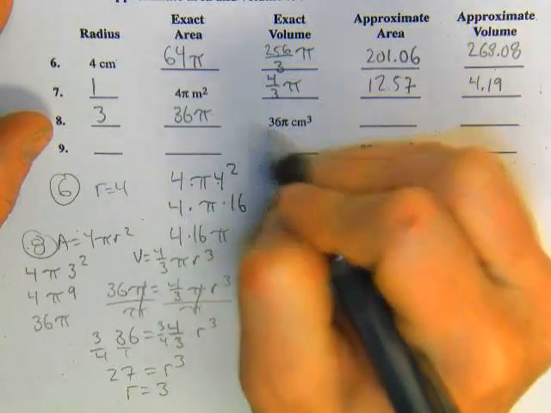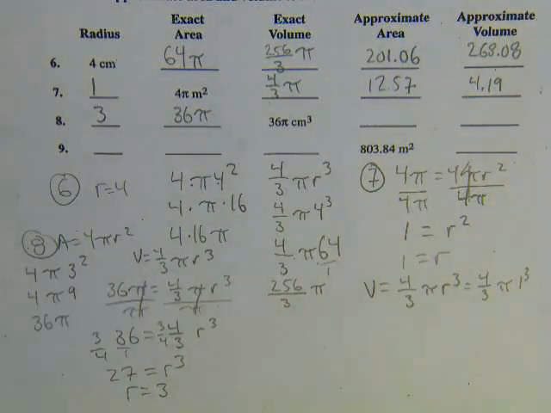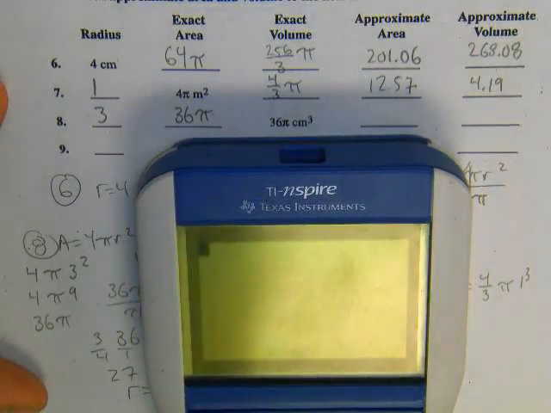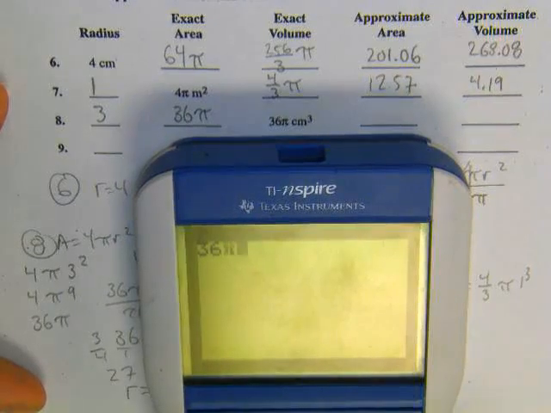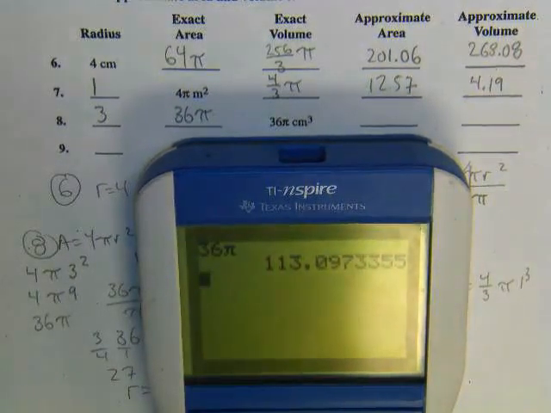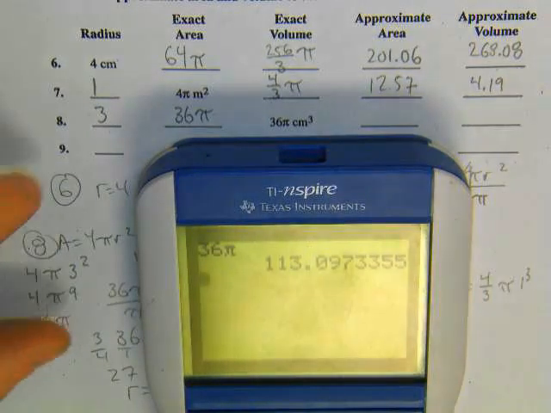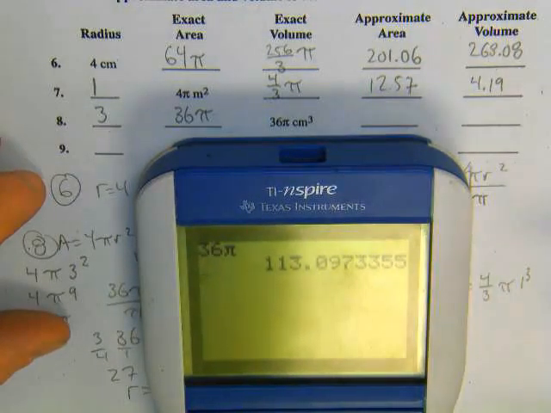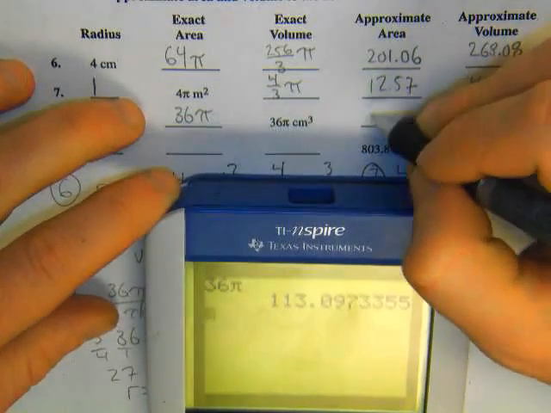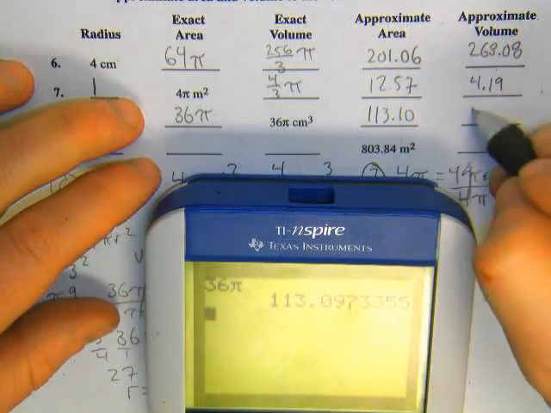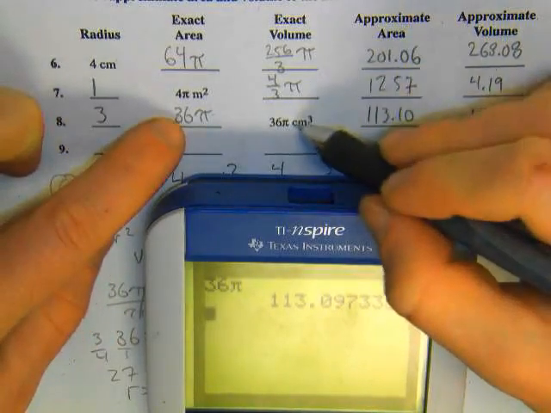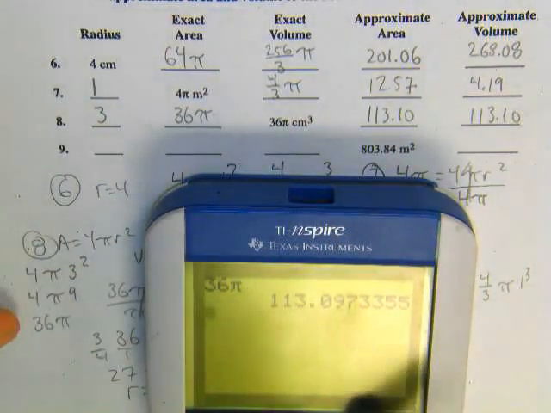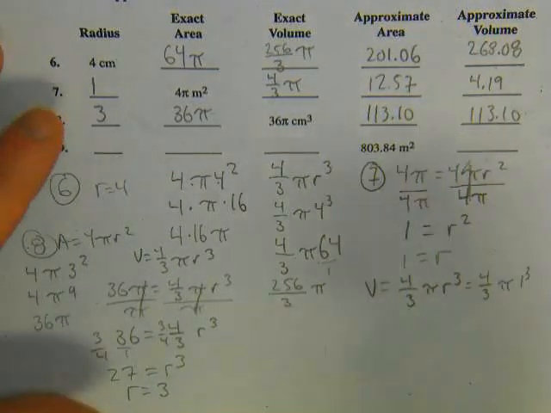Those two are the same. Okay? Just happened to work out in this case. Not always going to find that. In fact, I might argue that it would be pretty rare if you did. So I'm just going to do it once though. That makes it nice and easy. So 36 pi, 113.10, because that 9 is going to round to 10. 113.10. And since they're both the same here, they're both the same there. Awesome. Wonderful. Great. Grand. Marvelous.